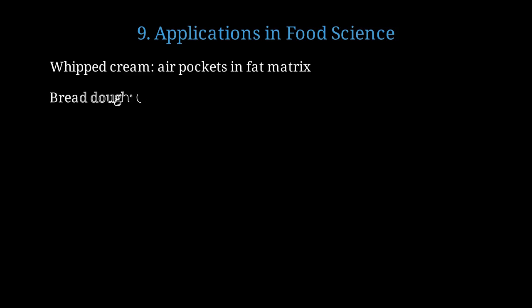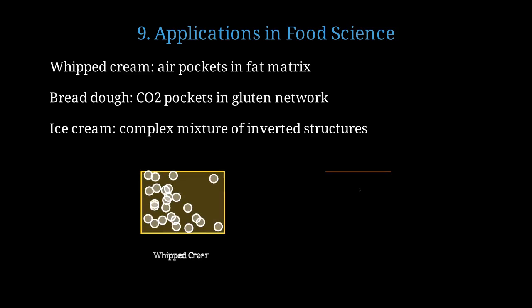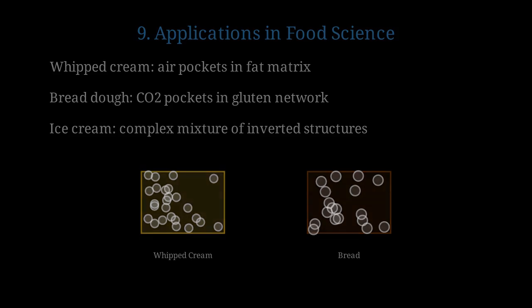Inverted droplets have fascinating applications in food science and technology. Whipped cream is essentially inverted droplets, air bubbles trapped in a stabilized fat matrix. Bread dough contains carbon dioxide pockets trapped in the elastic gluten network during rising. Ice cream is even more complex, with air cells, ice crystals, and fat globules all interacting. These food structures rely on stabilizing air pockets within continuous phases, creating the textures we love.